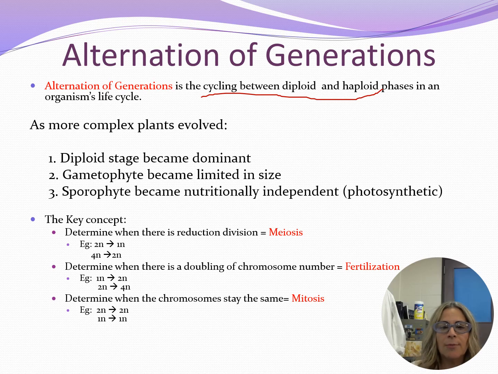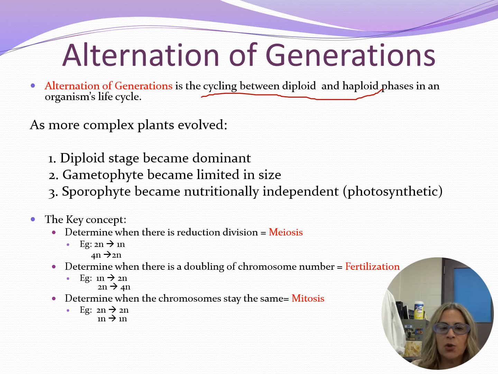So when it comes to alternating through diploid and haploid phases, remember that all organisms do that. It's just a bit more complex in those primitive plants and in some of those lower, less developed animals, okay? So as more complex plants evolved through evolutionary history, the diploid stage actually became dominant. So that means that the organism spent most of its life cycle in that diploid dominant stage, okay? So either growing or living out its life as an adult organism, etc.